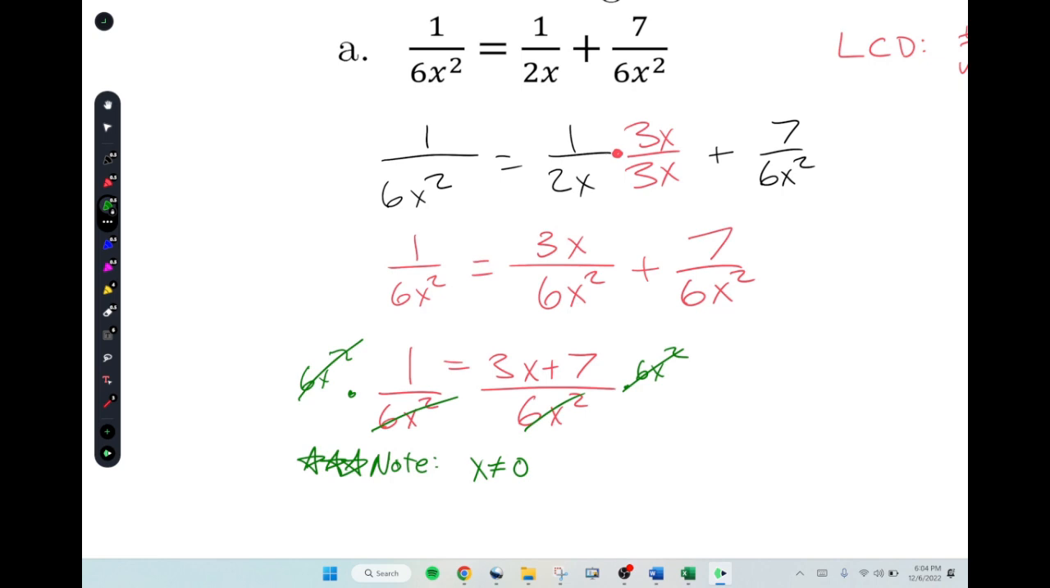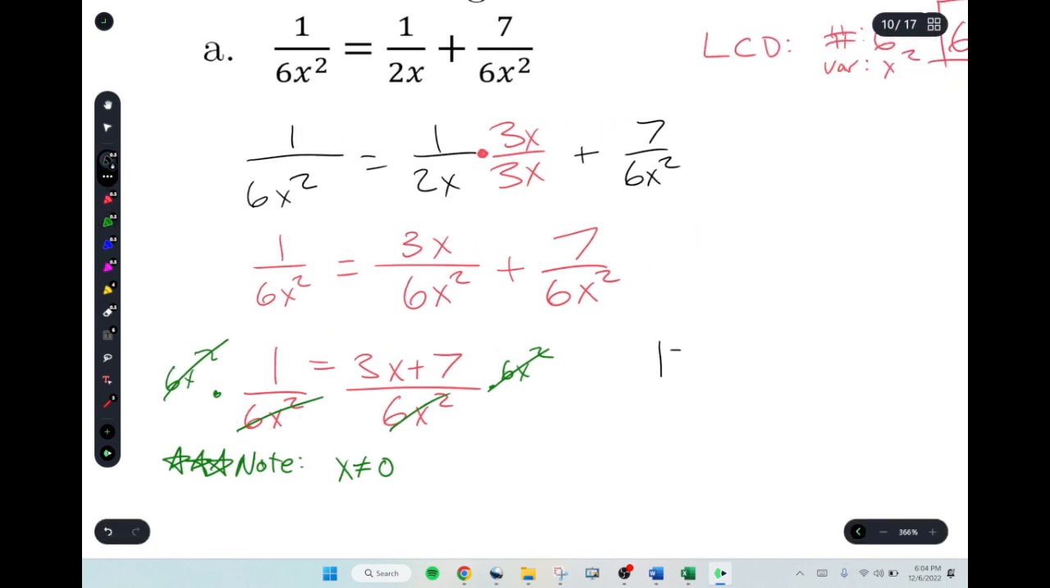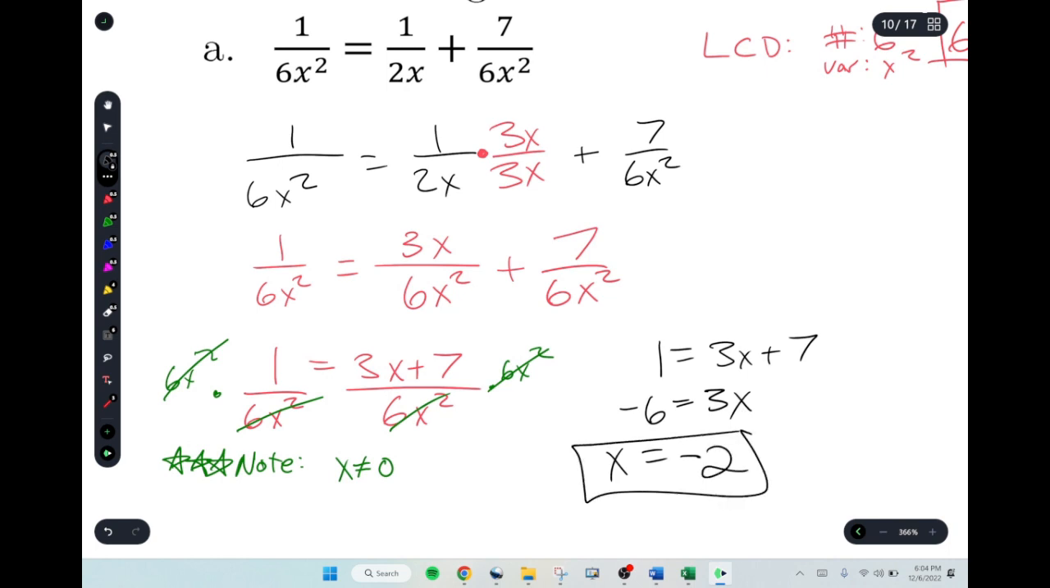Now, is that going to actually affect anything? No, because we're about to solve for x and see what it is. I don't actually know. 7 over 3, negative 7 over 3, something like that. Who knows? We're about to find out. Negative 6. 1 equals 3x plus 7. Negative 6 equals 3x. X equals negative 2. Right?